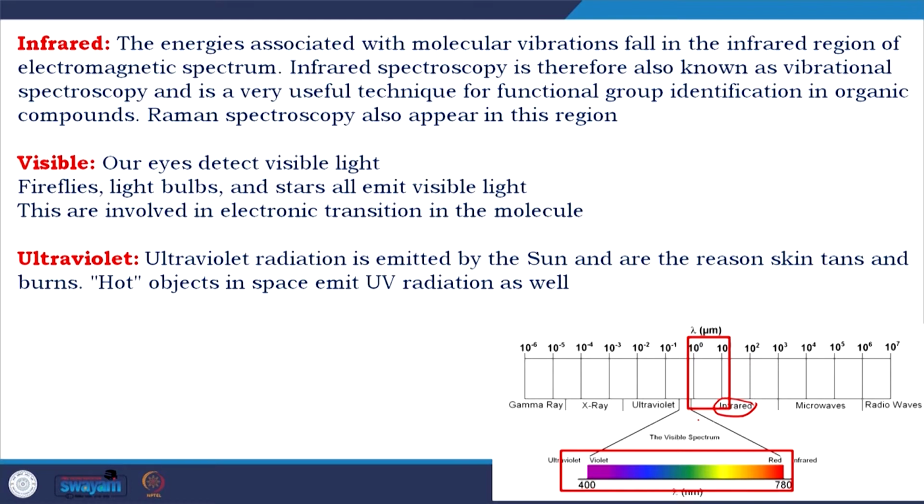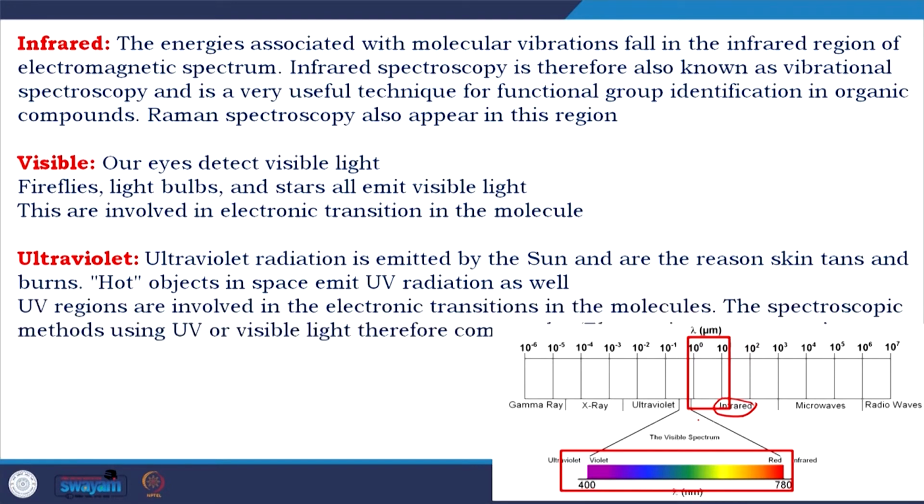Ultraviolet radiation is emitted by the sun and is why skin tans and burns. Hot objects in space emit UV radiation as well. UV regions are involved in the electronic transition in the molecule. The spectroscopic method using UV or visible light, therefore, is very well used in UV-vis spectroscopy.